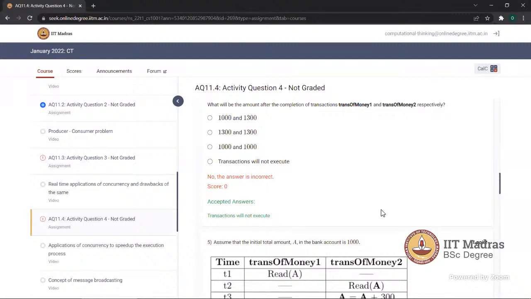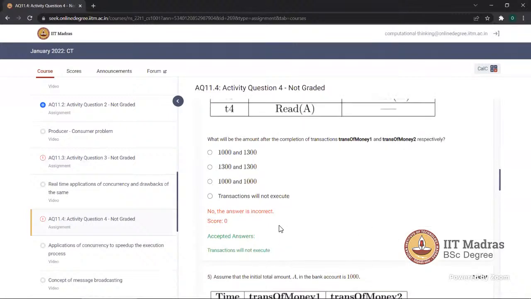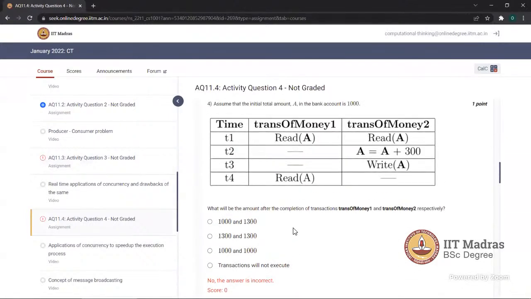But in transaction 2, there is no read A. So how will I read the value in transaction 2? It is the same bank account, that's why the value is updated. I'm not able to understand this. Sir, in transaction 2, at T4, there is a blank space. So how is the value becoming 1,300 there?